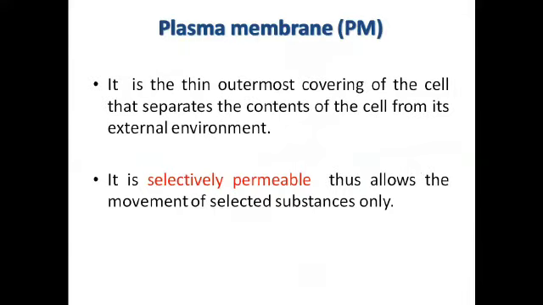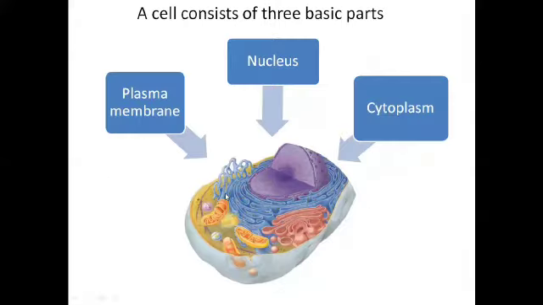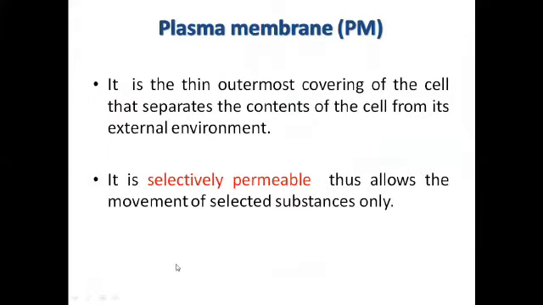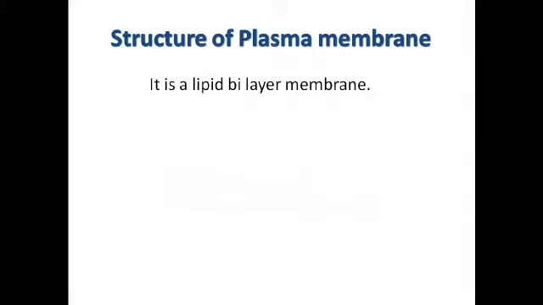Now we will discuss the plasma membrane. It is the thin outermost covering of the cell that separates the contents of the cell from its external environment. As we can see in the figure, it is separating the interior of the cell from its surroundings. It is selectively permeable. What do you understand by selectively permeable? It means that it allows the movement of selected substances only. That means not everything can move across the cell membrane.